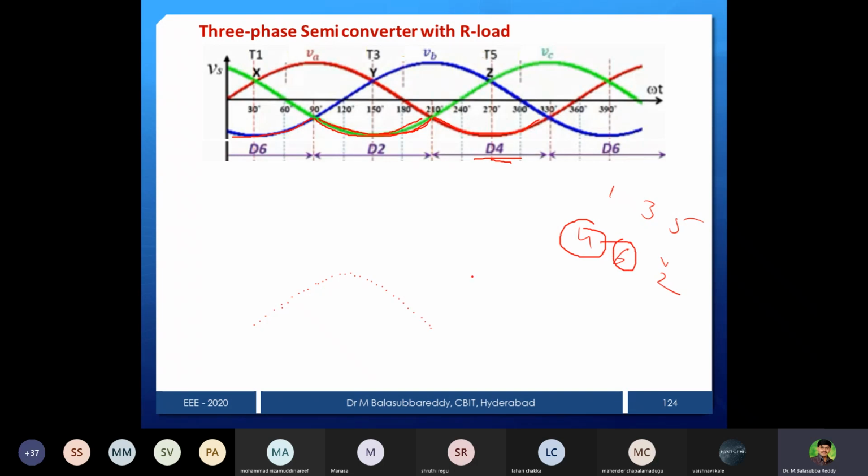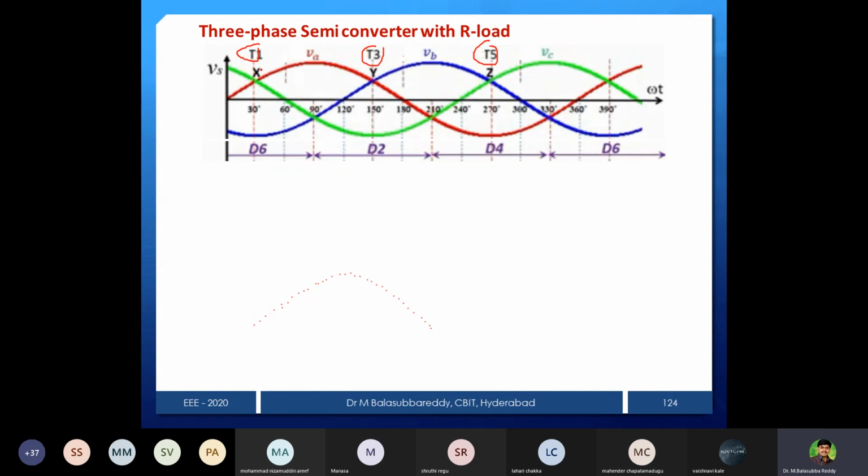Like that, we identify the diode conductions also. Now, it is very simple. You have to draw the three phase, then identify the crossovers for T1, T3, T5, because the upper group devices' order is 1, 3, 5.